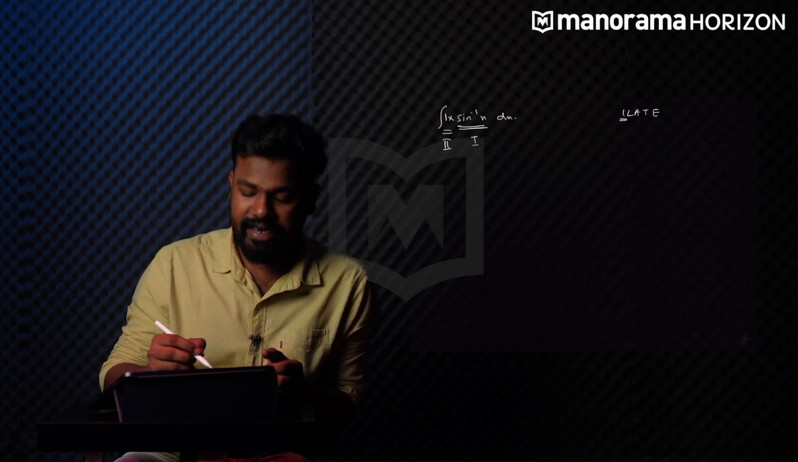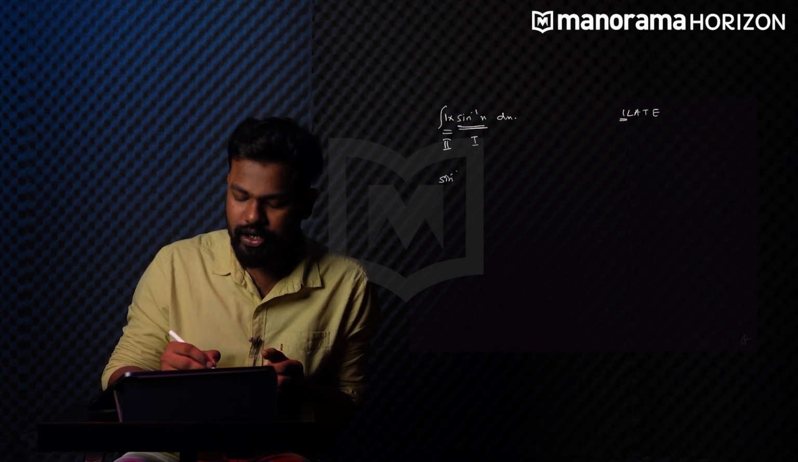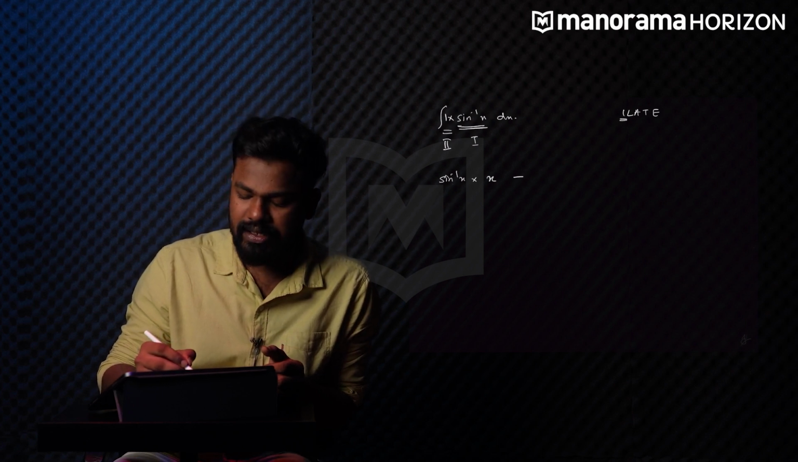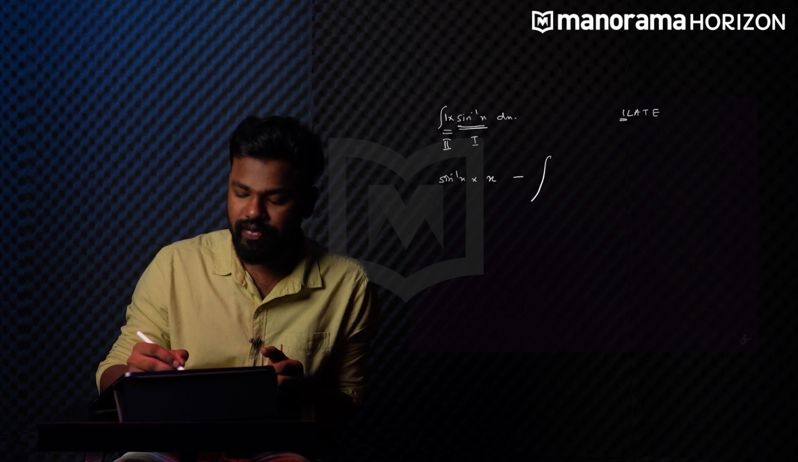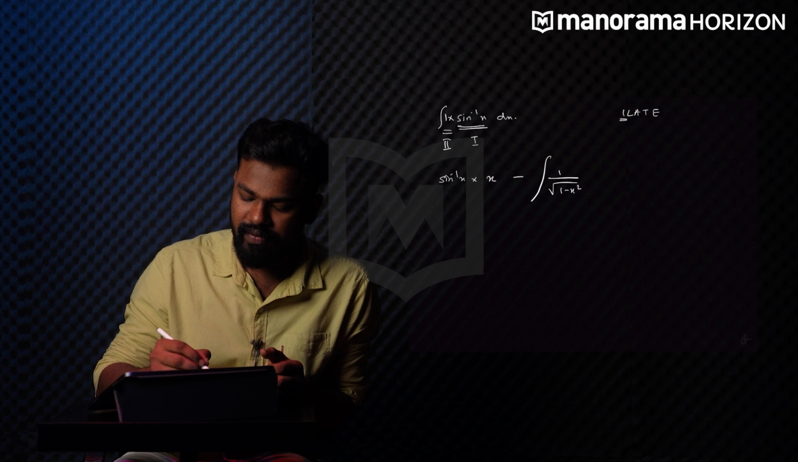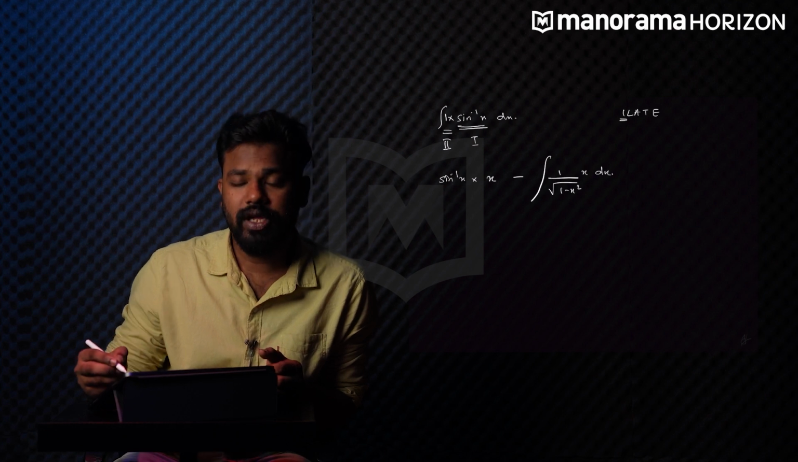Now how can I integrate? That is first function into the integral of 1 dx, which is x, minus the whole integral of the derivative of sine inverse x, which is 1 by root of 1 minus x square, and then you have this integral that we got here. So put that over here, you get x dx. So that is what you get.